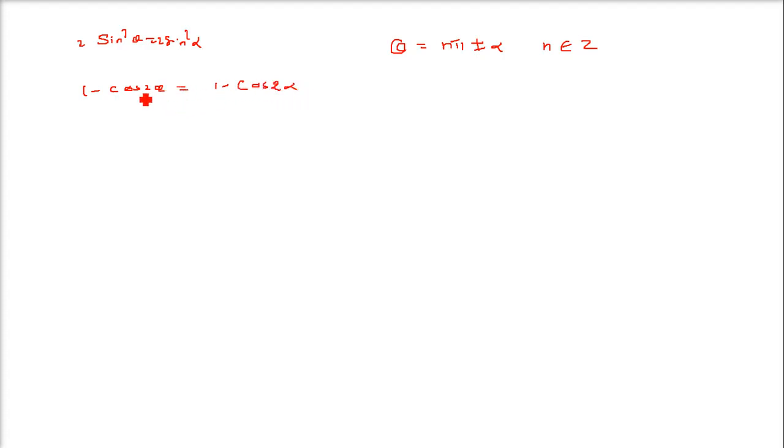Now what you can do, just cancel 1 and multiply both sides by minus 1. So you get cos 2 theta equal to cos 2 alpha. Now this is cos A equal to cos B, and we know that the general solution of this is 2 theta will be equal to 2n pi plus minus 2 alpha. Divide both sides by 2. Theta will be equal to n pi plus minus alpha. So this is the general solution when we have sin square theta equal to sin square alpha.